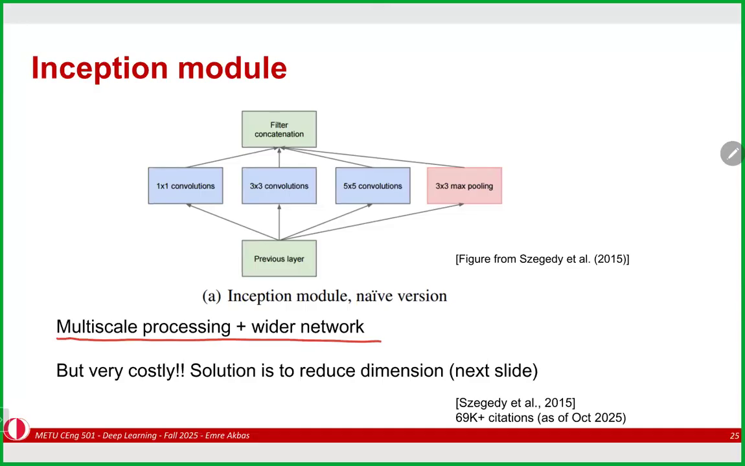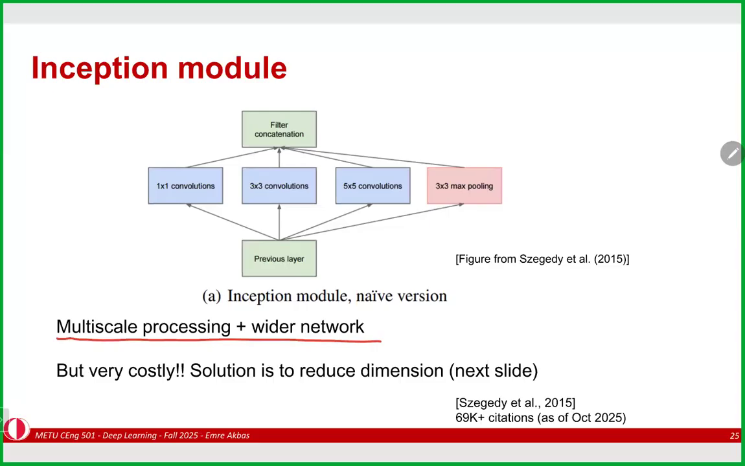So the same input is processed by a 1 by 1 convolution layer, a convolution layer that has 3 by 3 filters, 5 by 5 filters, and another one that has 3 by 3 max pooling. So the same layer is processed by filters of different sizes. That's the idea that they brought, and this is called multi-scale processing.